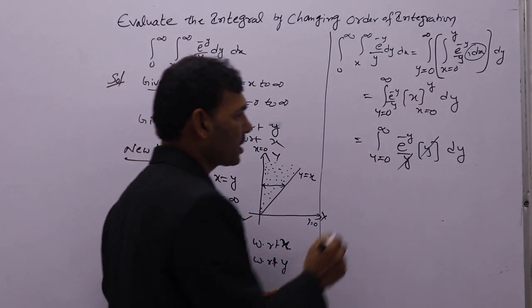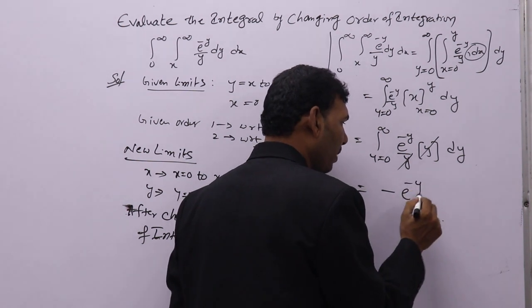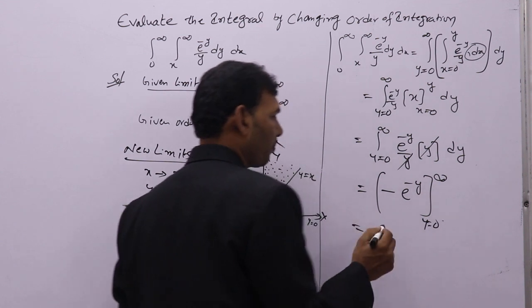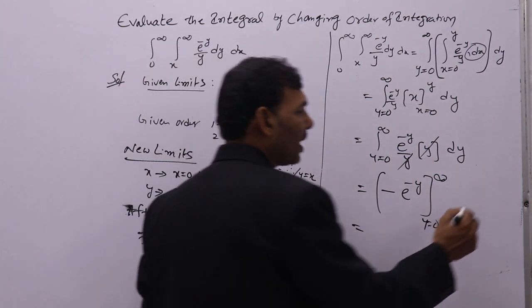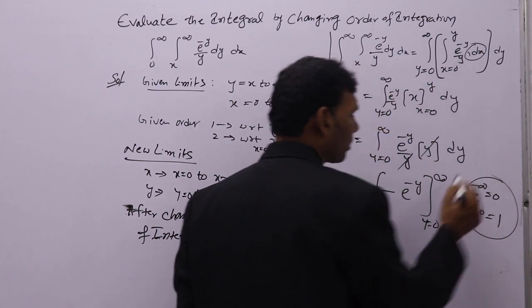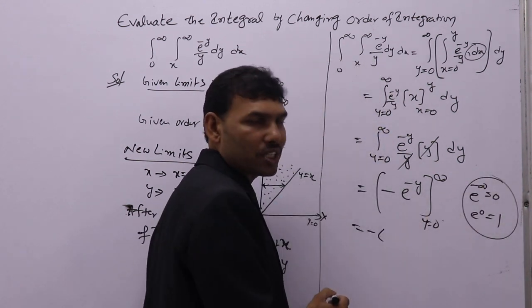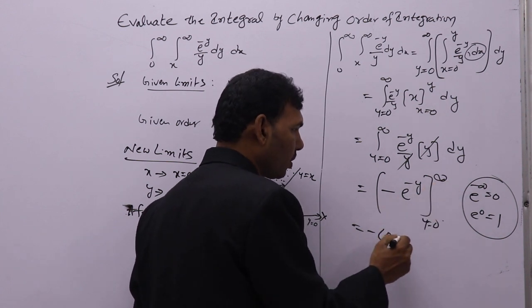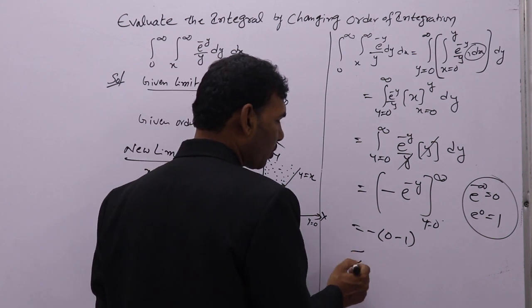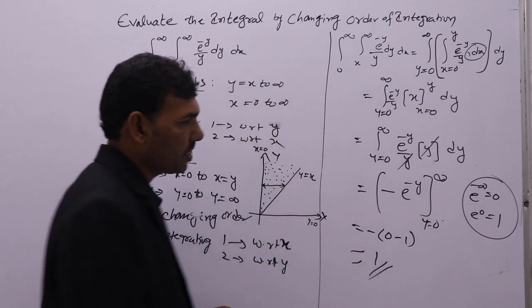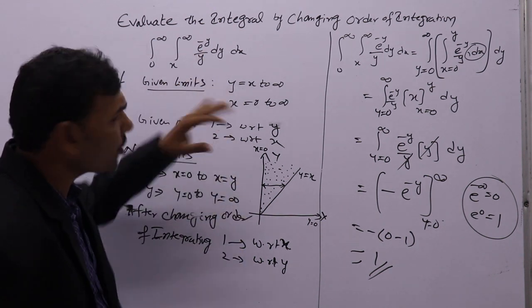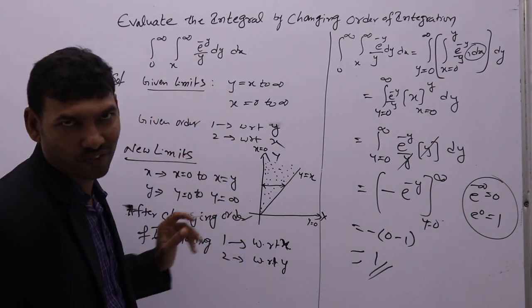Integral e power minus y, minus e power minus y, limits y equal to 0 to infinity. So you all know that e power minus infinity is 0, e power 0 is 1. Using that, keep minus outside, e power minus infinity 0, e power 0, 1. So minus 1, minus into minus plus 1. So see in this problem what happens. If you want to integrate with the existing order, is it possible?